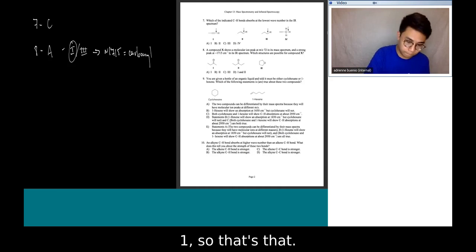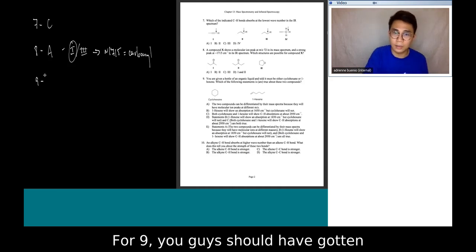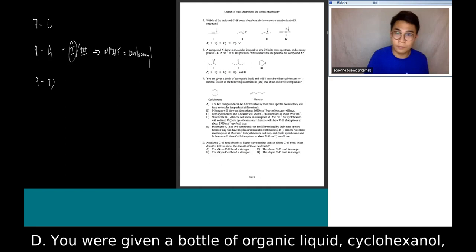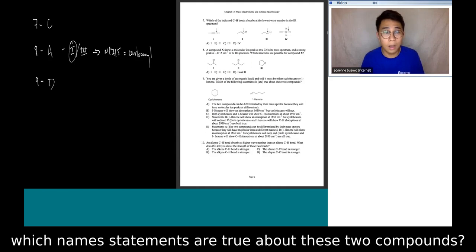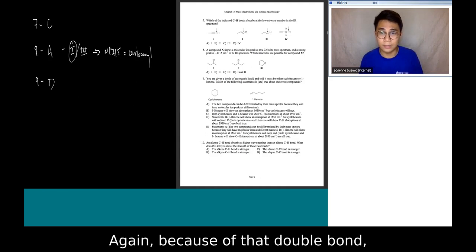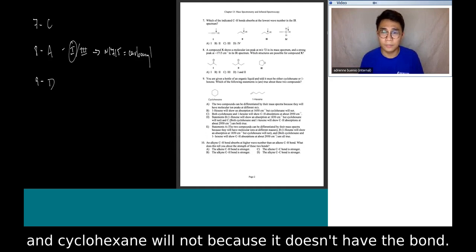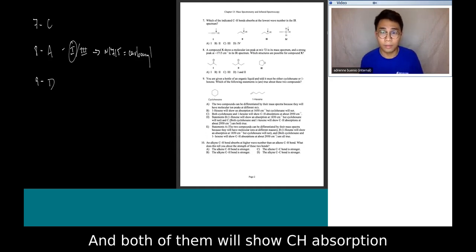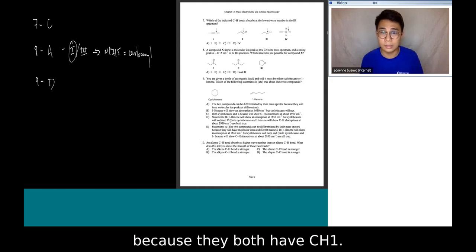For 9, you guys should have gone D. You were given a bottle of organic liquid, cyclohexanol. Which statements are true about these two compounds? D, hexene will show an absorption at 1650, again because of that double bond, and cyclohexane will not because it doesn't have a double bond. And both of them will show CH absorptions because they both have CH bonds, right?